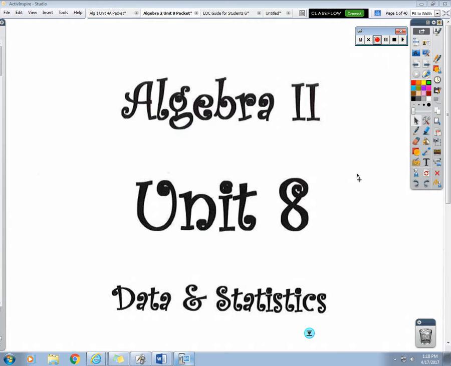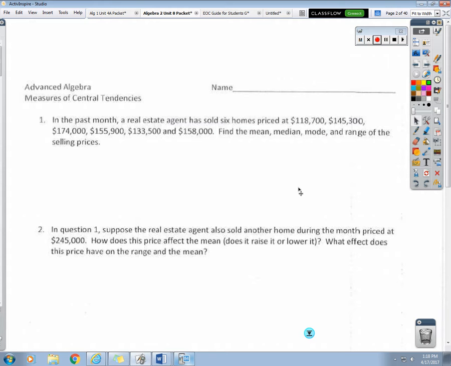Okay, today we are starting the last unit of Algebra 2, Unit 8, Data and Statistics. Today's material should be pretty easy for you because it's a review. We're talking about measures of central tendencies. Now, you already know how to find the measures of central tendencies. You just may not recognize that phrase. The measures of central tendencies are mean, median, mode, and range. So you already know how to find them. You just maybe didn't know they were called that.